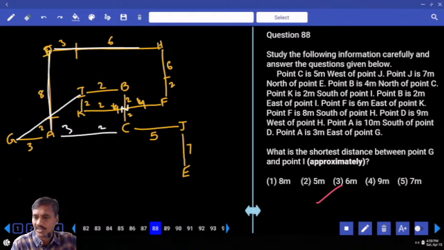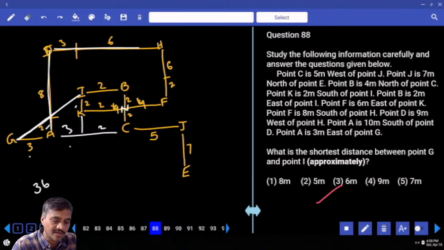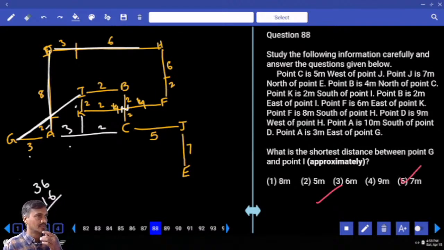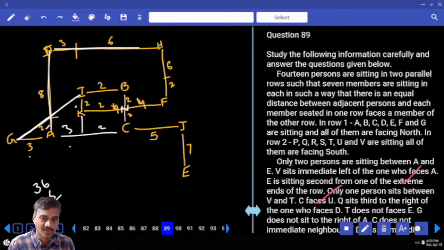What is the shortest distance between G and I? From G to I, this is 2, this is 2. Vertical distance is how much? 4. Horizontal 3 plus 3, 6. And 6 square is 36, and 4 square is 16. Root over 52, approximately 7 meters. Clear? Then 89 to 92.